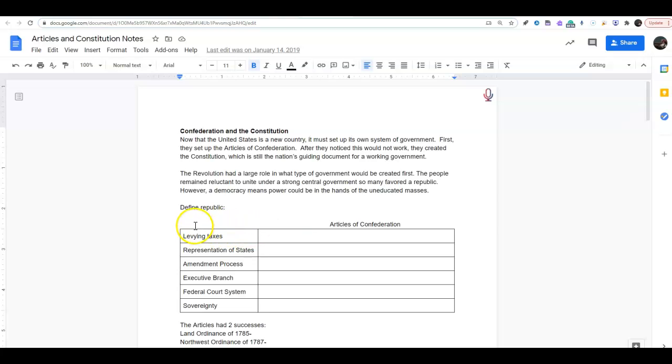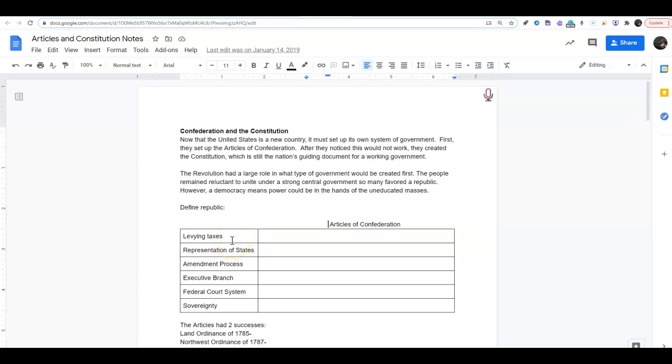So if you could, right here, I need you to type problems under the Articles of Confederation. So type in problems under so that you know these were all the issues. Over here is where I'm going to tell you what to type in.